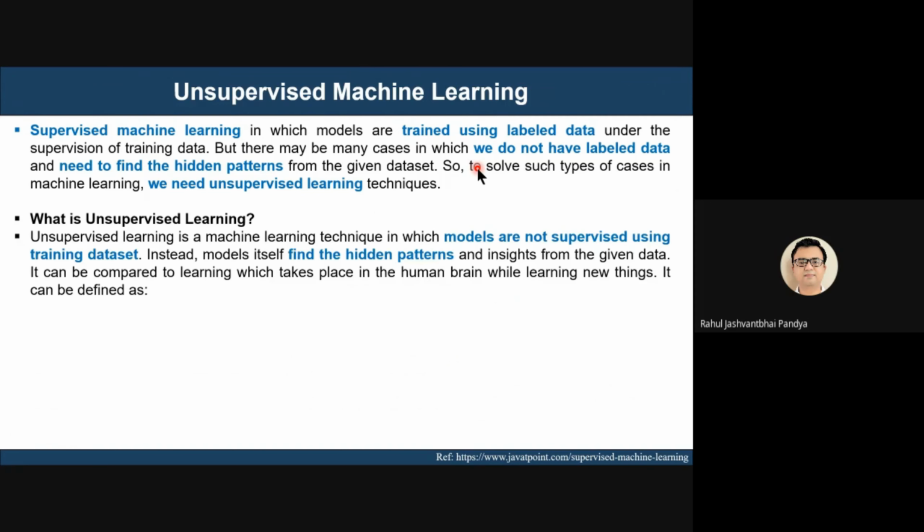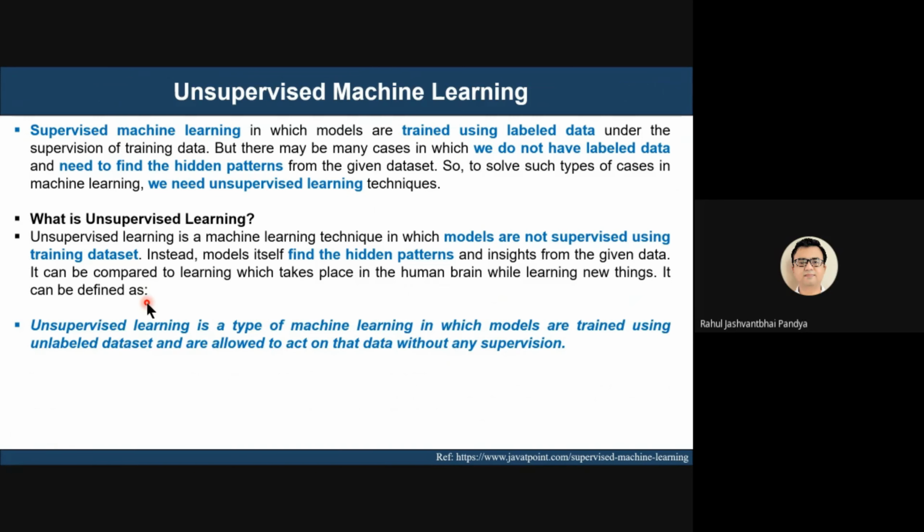What is unsupervised machine learning? Unsupervised machine learning is a machine learning technique in which models are not supervised using training data sets. Instead, the models are allowed to find the hidden patterns on their own and identify insights from the given data. It's similar to the human brain. When we are unknown to a particular situation, we try to learn through that situation. We try to identify the pattern and we try to avoid that situation, or we try to follow that particular situation in the direction where we get a better outcome.